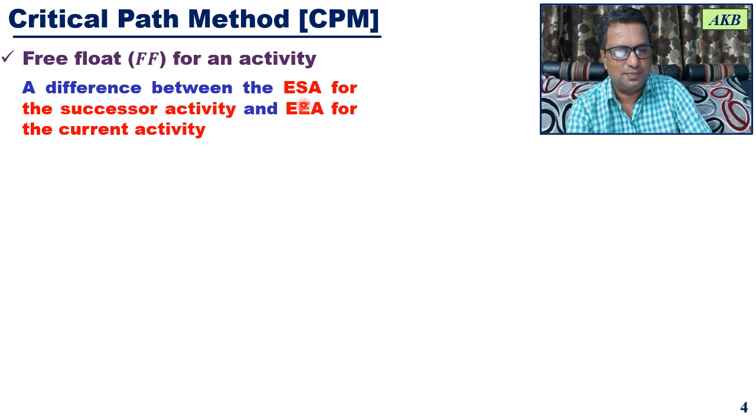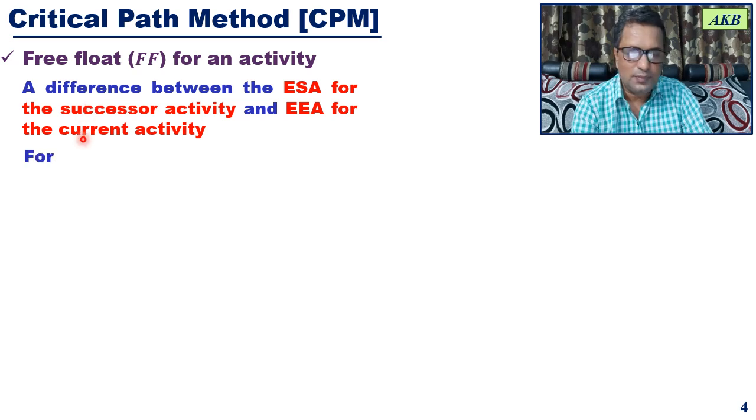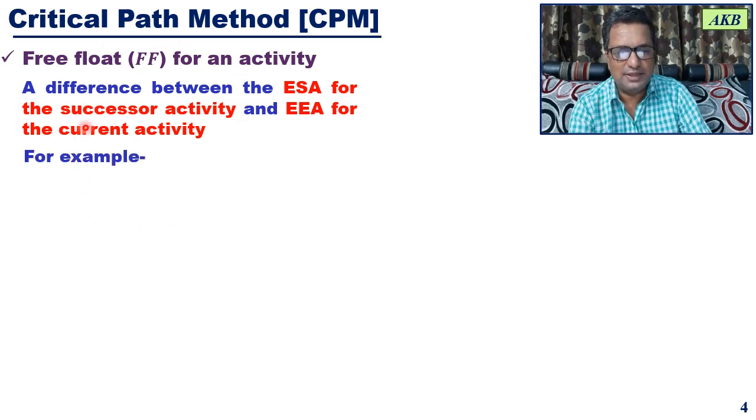activity. Earliest start time for the successor activity and earliest end time for the current activity. Okay. So once again, try to understand: free float is the difference between the earliest start time for the successor activity and the earliest end time for the present or current activity. Okay. So let us understand this with the help of an example.